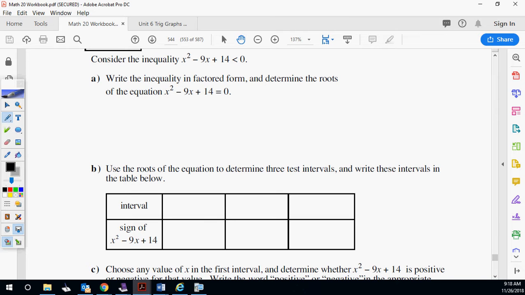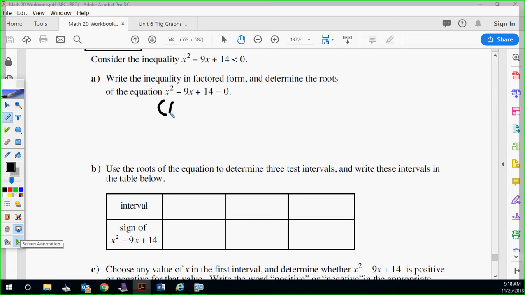Write the inequality in factor form and determine the roots. Let's factor it real quick. This thing factors to x minus 7, x minus 2. Then it says, use the roots of the equation to determine the 3 test intervals. So what are the intervals we're testing?